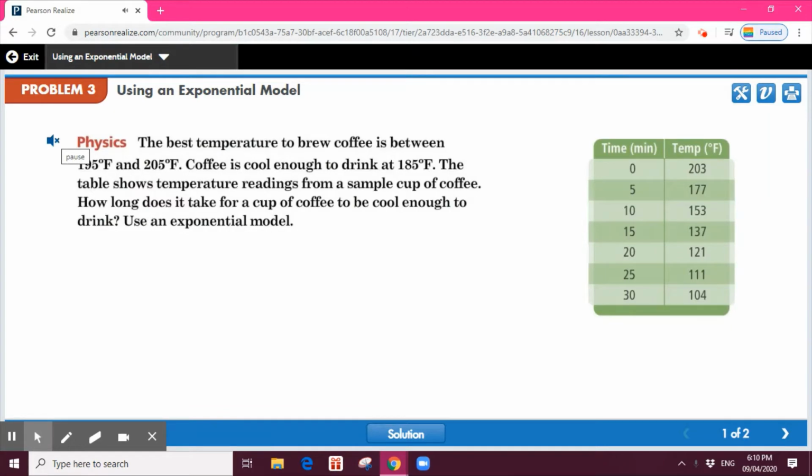In this problem, you will use an exponential model to solve a problem. The best temperature to brew coffee is in between 195 and 205 degrees Fahrenheit. Coffee is cool enough to drink at 185 degrees Fahrenheit. The table shows temperature readings from a sample cup of coffee. How long does it take for a cup of coffee to be cool enough to drink? Use an exponential model.